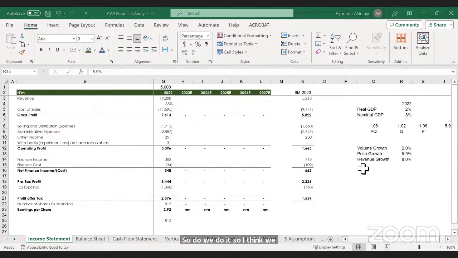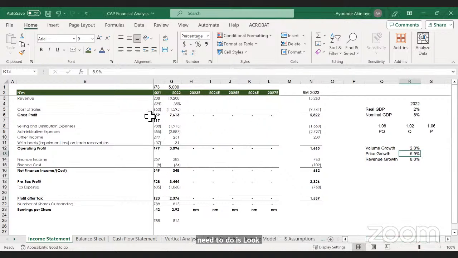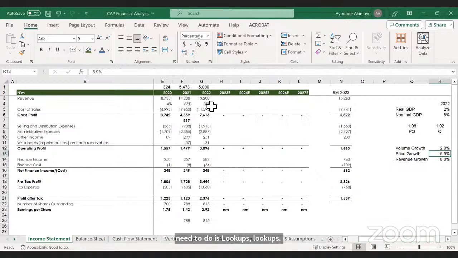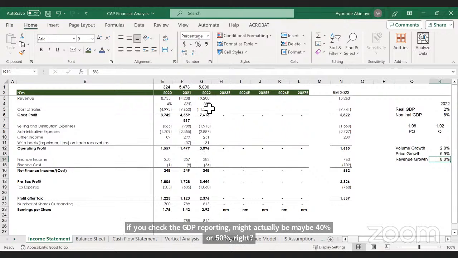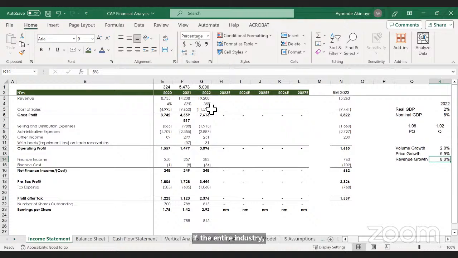So now, what this means is the entire industry grew at a rate of 8%. This example is 2022. So what you need to do is look at CAP's revenue growth in 2022, 35%, right? CAP grew at 35%. This is just a random figure. If you check the GDP reports, it might actually be maybe 40% or 50%, right?